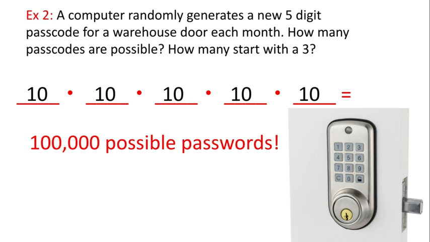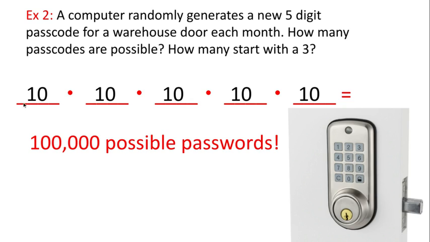So if you were going to try to guess it without any information, there are 100,000 different passcodes that it could be, and it would probably take you a long time to randomly guess what the passcode is. Now, let's say that you knew the first number was a 3. How many of the passcodes start with 3? How many different things would you have to possibly try?